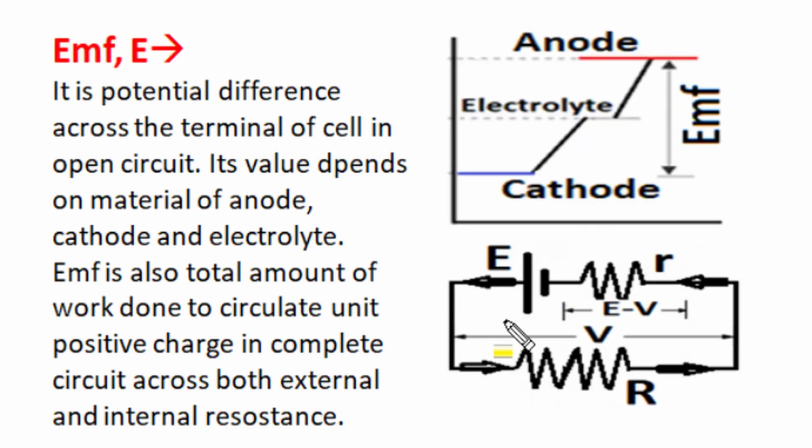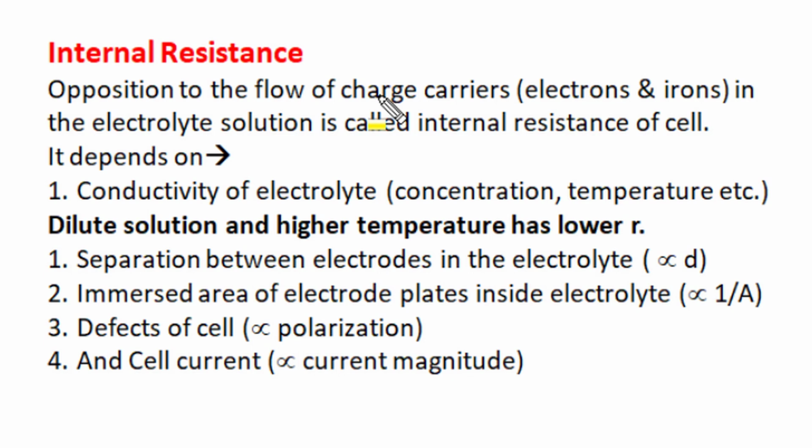For current flow in a cell circuit, EMF has to work against both external resistance as well as internal resistance, and we define EMF as that amount of work done in joules in circulating 1 unit positive charge both across internal resistance and external resistance. EMF of a cell is very important. Equally important is internal resistance of the cell in deciding performance of the cell in an electric circuit.